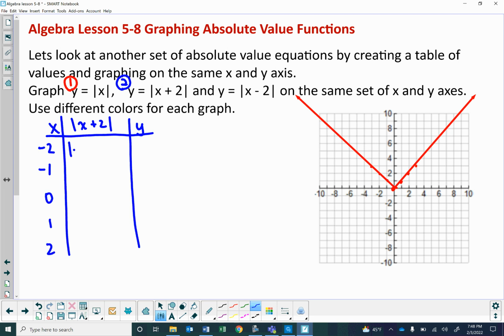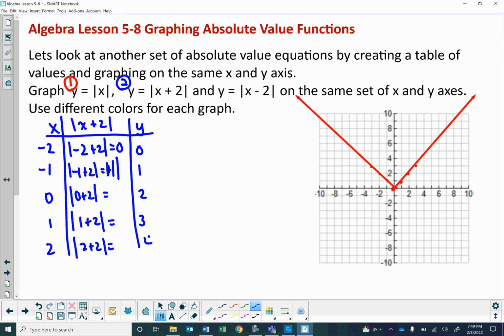So we'll have the absolute value of negative 2 plus 2. That's going to be 0. The absolute value of 0 is 0. Absolute value of negative 1 plus 2 is the absolute value of 1, which is 1. Absolute value of 0 plus 2 is going to be 2. The absolute value of 1 plus 2 is going to be 3. The absolute value of 2 plus 2 is going to be 4.